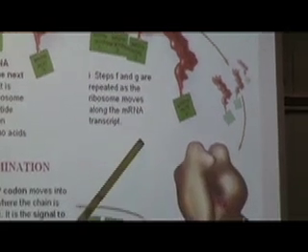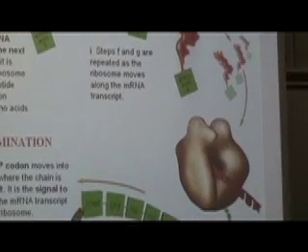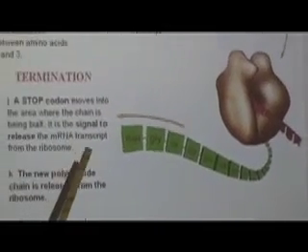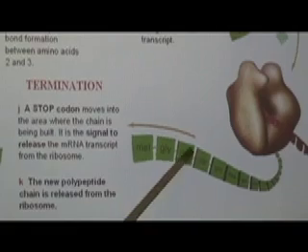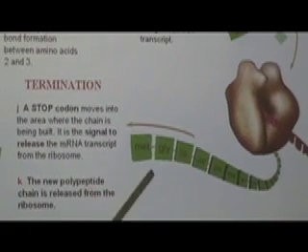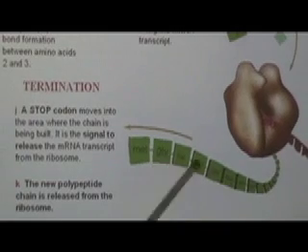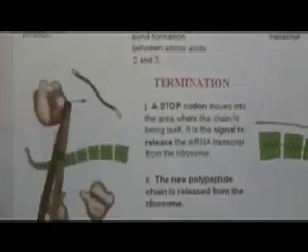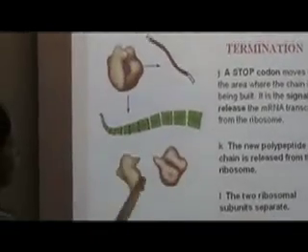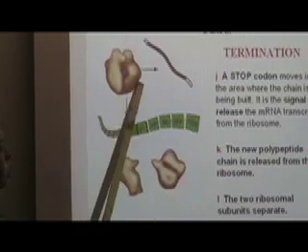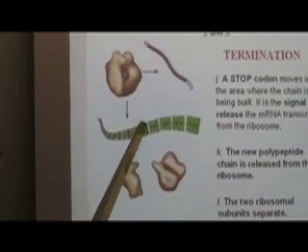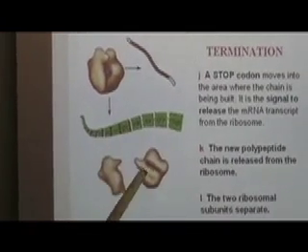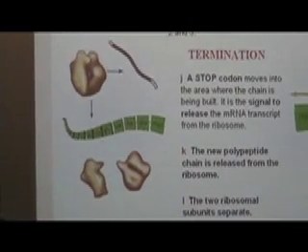This will continue until a stop codon moves into the A slot, and there is no tRNA that matches up with that stop codon. So it's basically a signal to release. The amino acid chain is released, the 2 ribosomal subunits separate, which you can see over here, the messenger RNA is released, and the process is concluded. So termination, again, is a result of that stop codon moving in, causing everything to release, and then we have our finished amino acid chain and the end of translation.